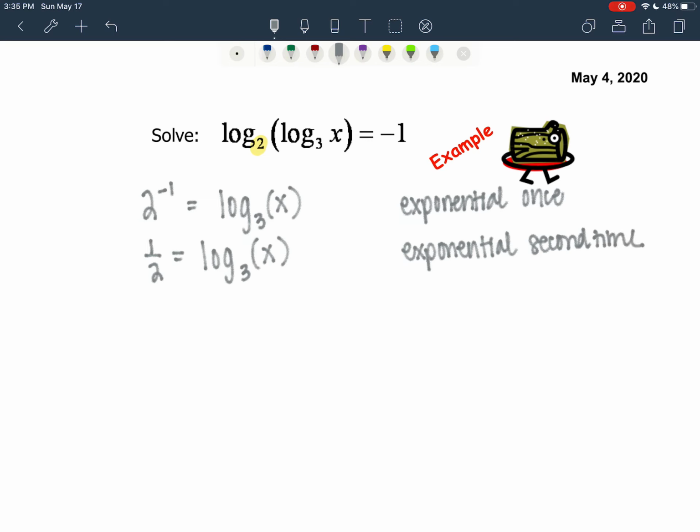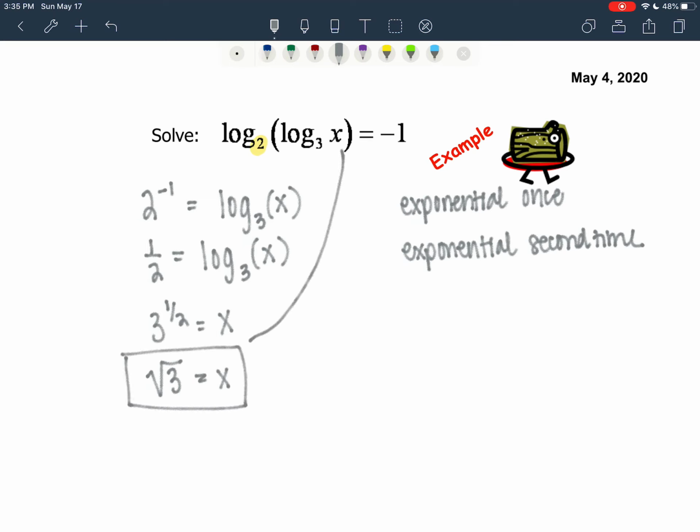So 3 to the 1/2 is equal to x. And 3 to the 1/2 is the same thing as the square root of 3. So x is equal to the square root of 3. The square root of 3 is positive. I'm going to check to make sure that if I have a variable in the argument, which I do, that solution keeps the argument positive. And in this case it does. There's no extraneous solutions. We've got x equals the square root of 3.